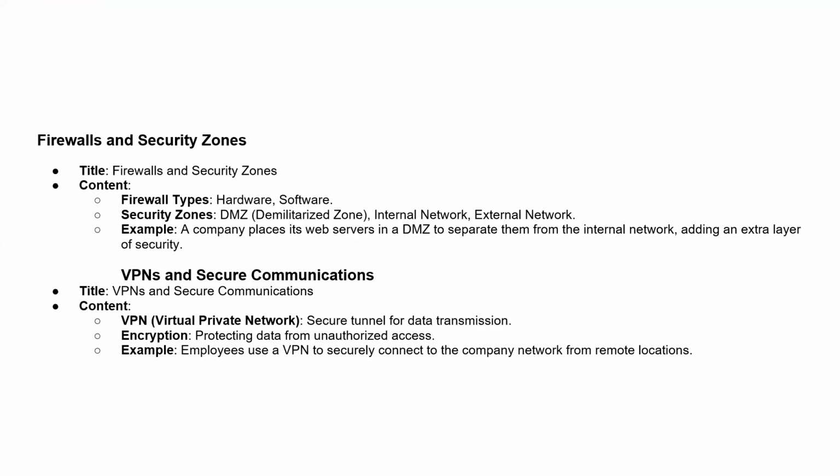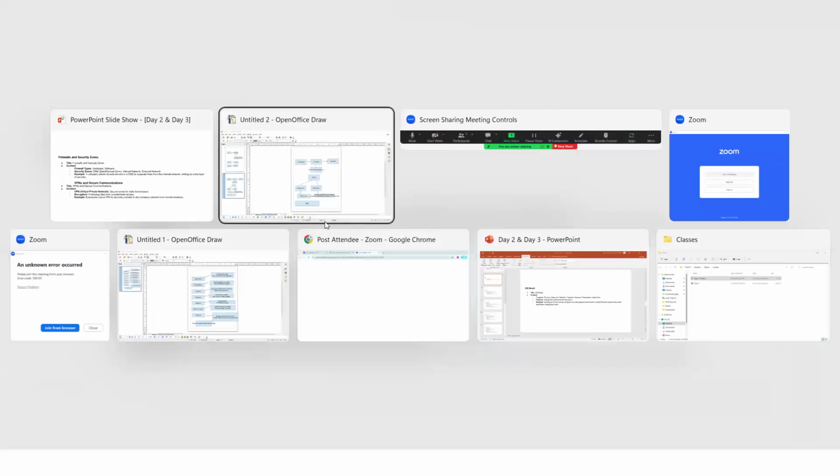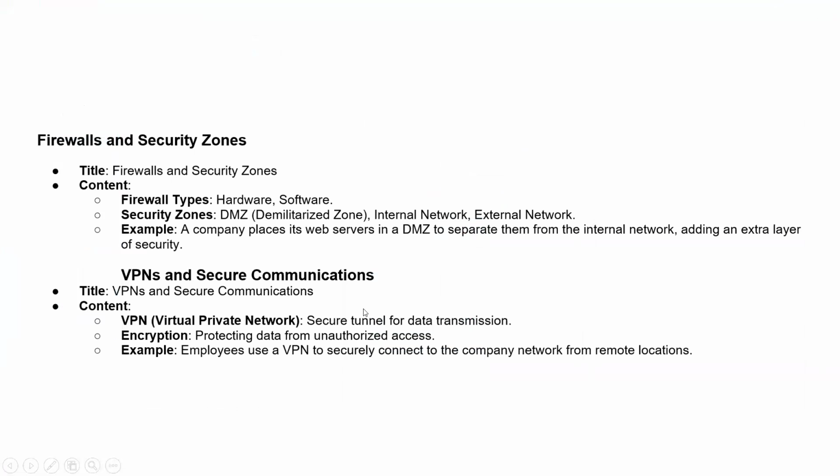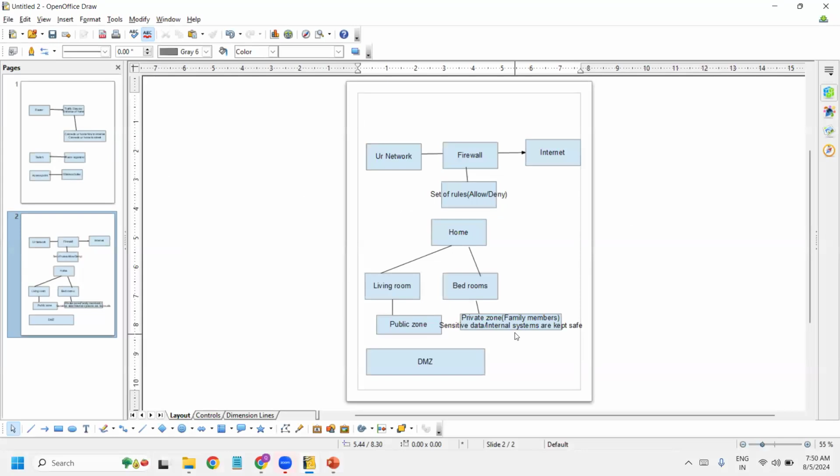Okay. So the next topic is about VPN and secure communications. Okay. Coming to VPN. So VPN is nothing but a private network. We will say it is a secure tunnel for data transmission. So I'll give you one example. In simple terms, VPN is a tool that creates a secure and encrypted connection.